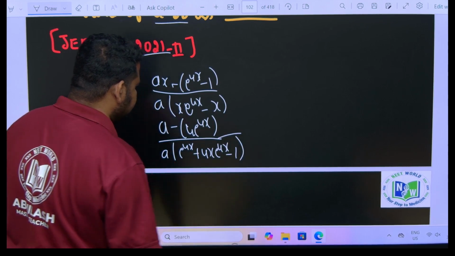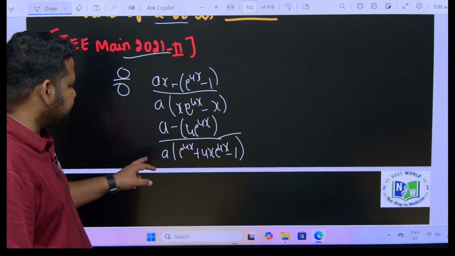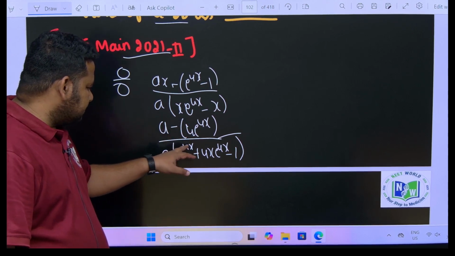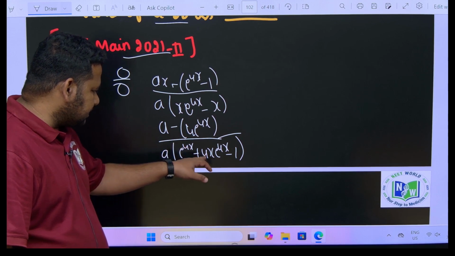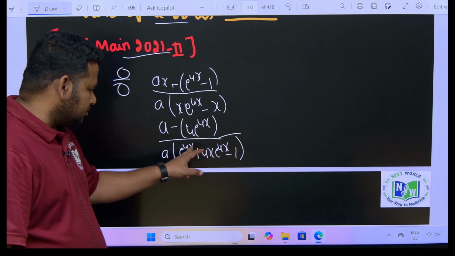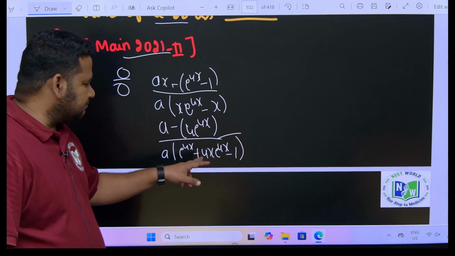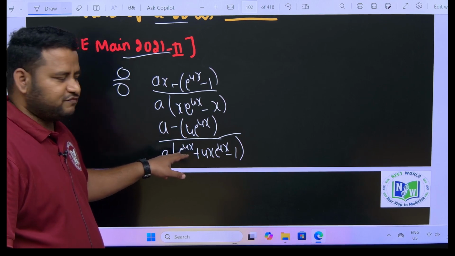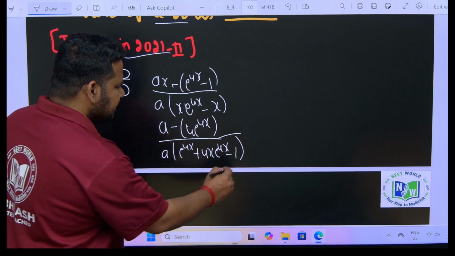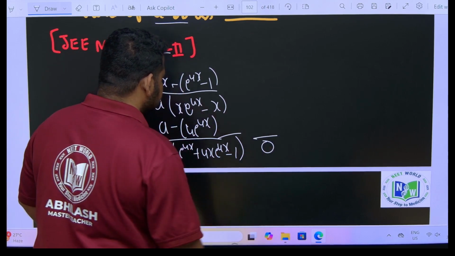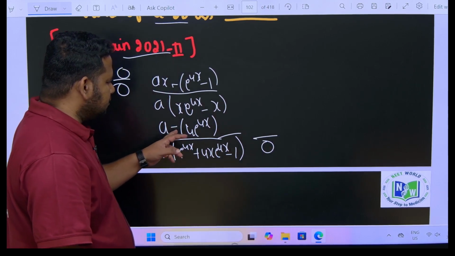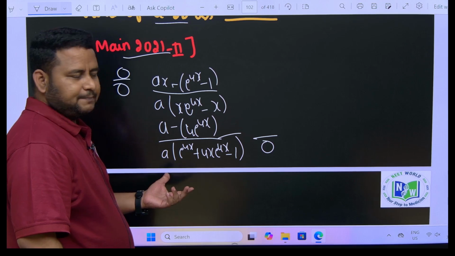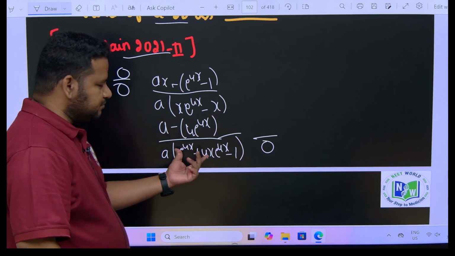Okay. Now if I apply x is equal to 0, what will happen? Here I'll get 1, here I'll get 0. Okay, here I'll get 0. 1 minus 1 will become 0. Okay, here I'll get 0. So this is of the form 0 by 0 again, denominator I'll get 0. So what should I do? I should apply L'Hôpital's rule again, because denominator I am getting it as 0.